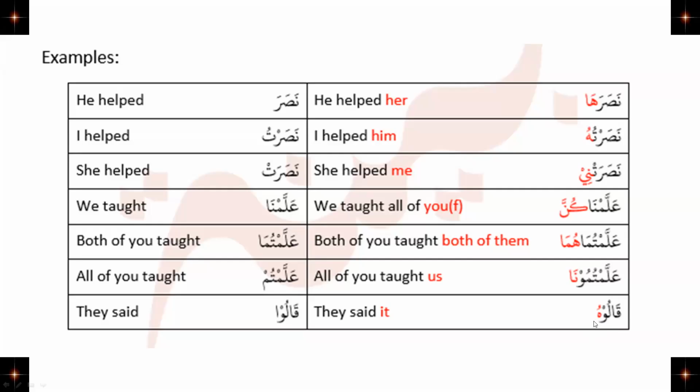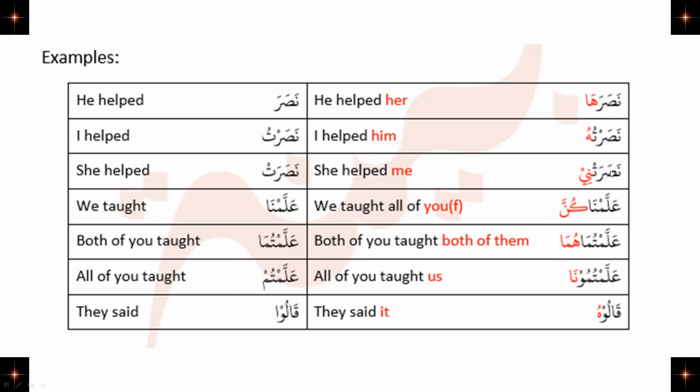Sorry, not she, it or him. Okay, it or him. Qaluhu, darabuhu, they hit him. Okay, so "hu" can be him or it, as well as "ha" can be her or it. So it can be either "hu" or "ha". Okay, so these are just processes of detecting a fi'l maadi and the pronoun attached.